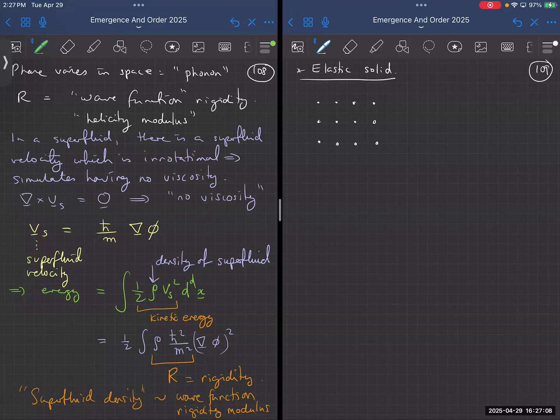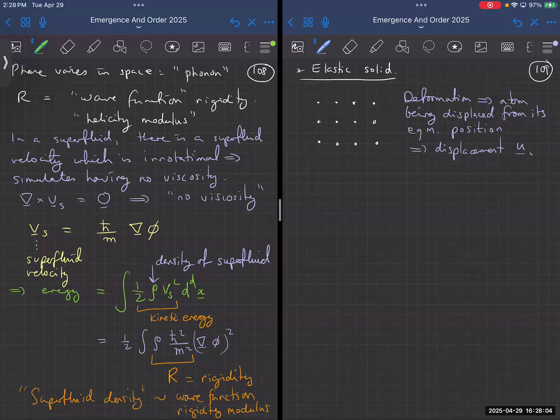The atoms would be ideally in their lattice positions, but in a crystal, what happens is you deform it, and as you stretch it and deform it or bend it or whatever, you move the atoms from their equilibrium positions, and then you observe that there's some restoring force, and that's what you measure as a modulus. So what you actually have is when you deform a solid, a deformation gives rise to an atom being displaced from its equilibrium position. So we'll call that displacement U, and it depends on which atom you have.